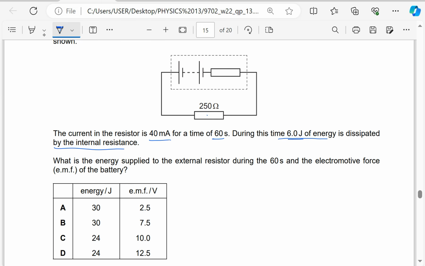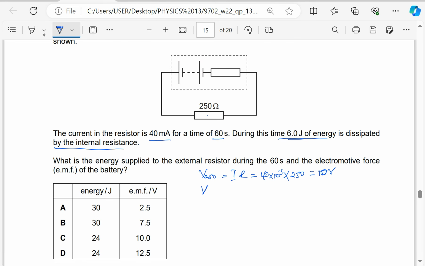So to begin with, using the PD across 250, which is going to be the current times the resistance. The current is 40 times 10 to the power of minus 3 times the resistance, which is 250. This gives us the PD. I think this is 10. Yeah, this should be 10 because the power of minus 3 cancels. So this is 10 volts. That is the PD across the external resistance.